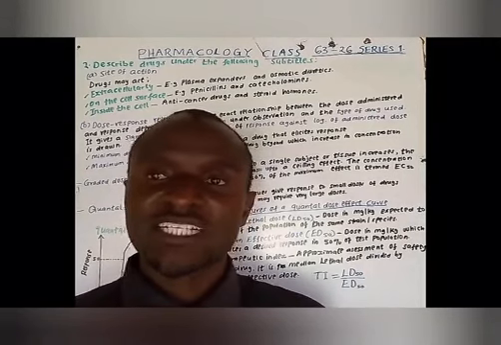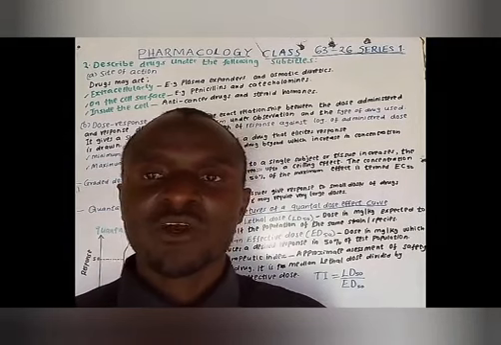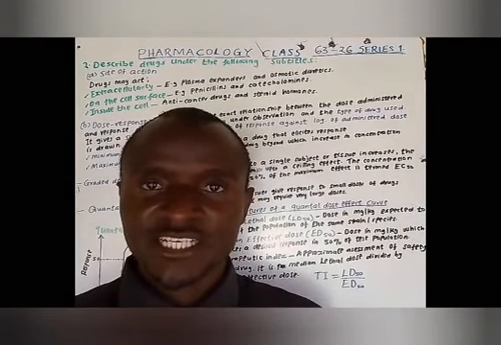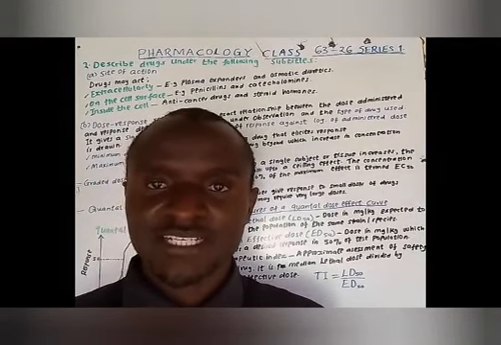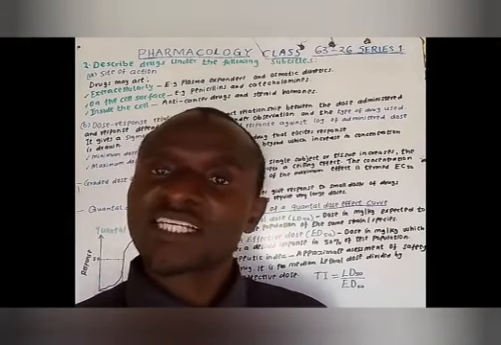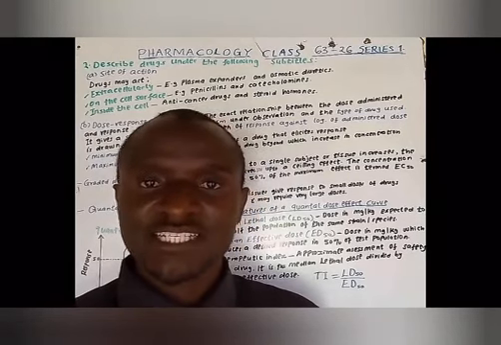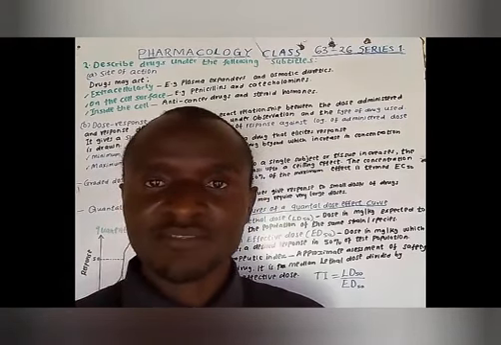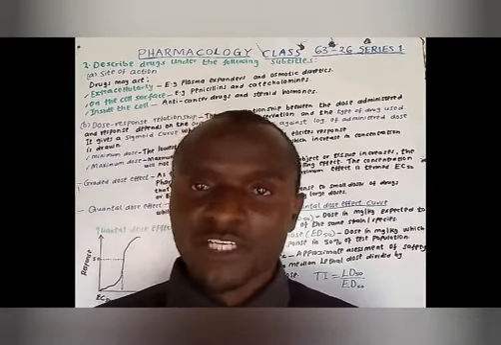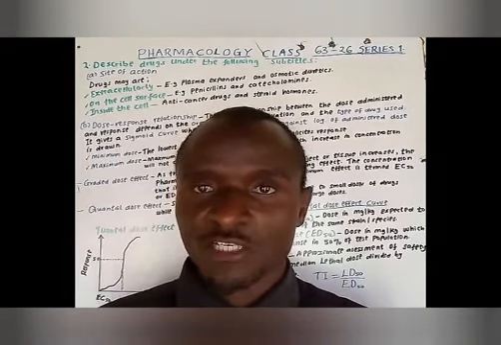So drugs that act extracellularly include osmotic diuretics and plasma expanders. Then drugs that act on the cell surface include penicillins and catecholamines. Number 2 is dose-response relationship.